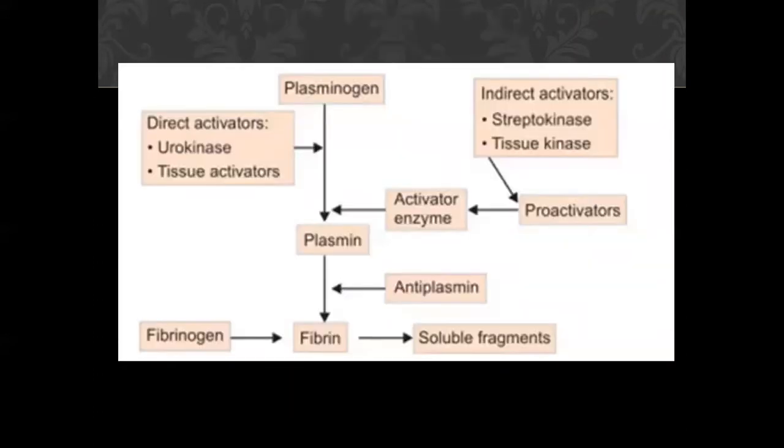There are direct activators and indirect activators. The direct activators get released after trauma to the alveolar bone cells, and the indirect activators are the ones released by bacteria. So these activators convert plasminogen to plasmin, which in turn converts fibrinogen to fibrin, leading to soluble fragments.